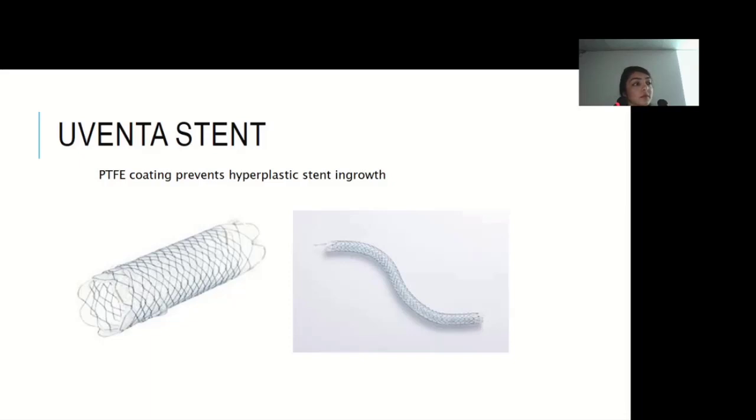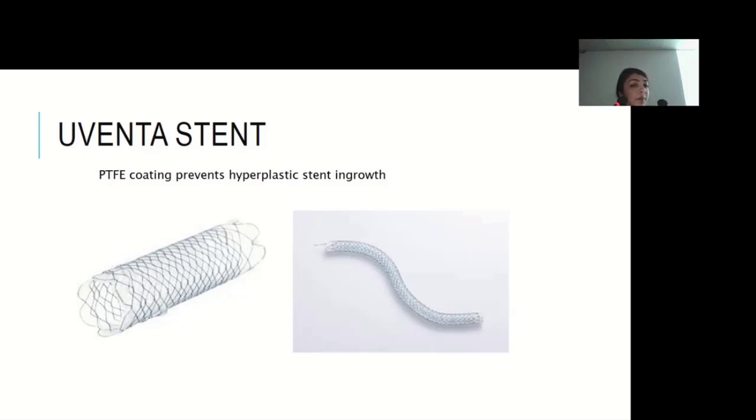So all those non-stick utensils which you use in your kitchen are actually coated by PTFE. This PTFE reduces the coefficient of friction, and that is the reason why your roti doesn't stick to your tawa these days. Yes, sir. Yes, the PTFE is a polymer that just coats the inner surface of this metallic stent.